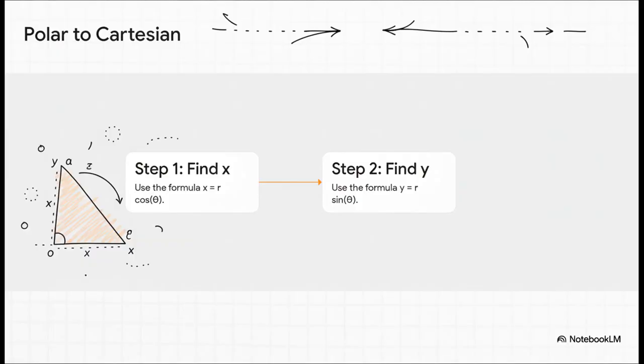Going from polar to Cartesian is surprisingly simple. It all just comes down to some basic trigonometry. If you just imagine a right-angled triangle, where the distance r is the hypotenuse, then the x-coordinate is just the adjacent side, r times the cosine of theta. And the y-coordinate is the opposite side, r times the sine of theta. It really is that straightforward.